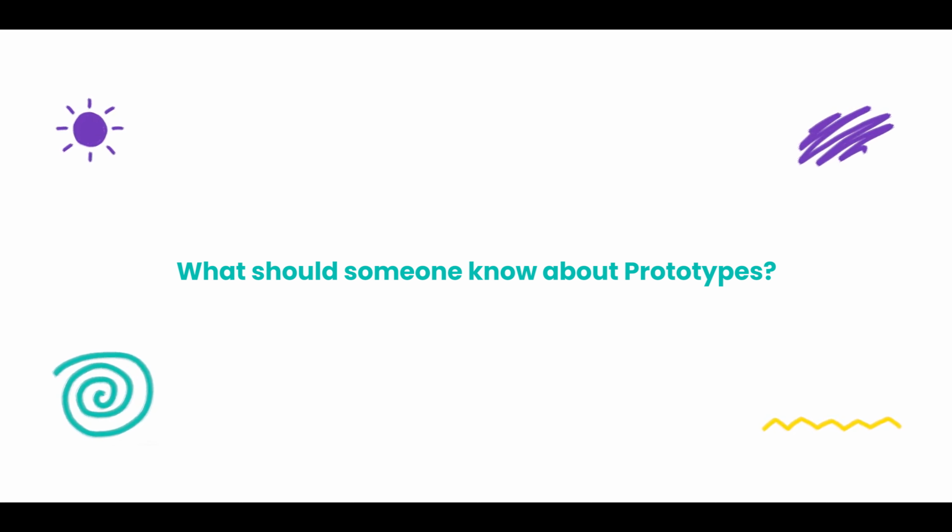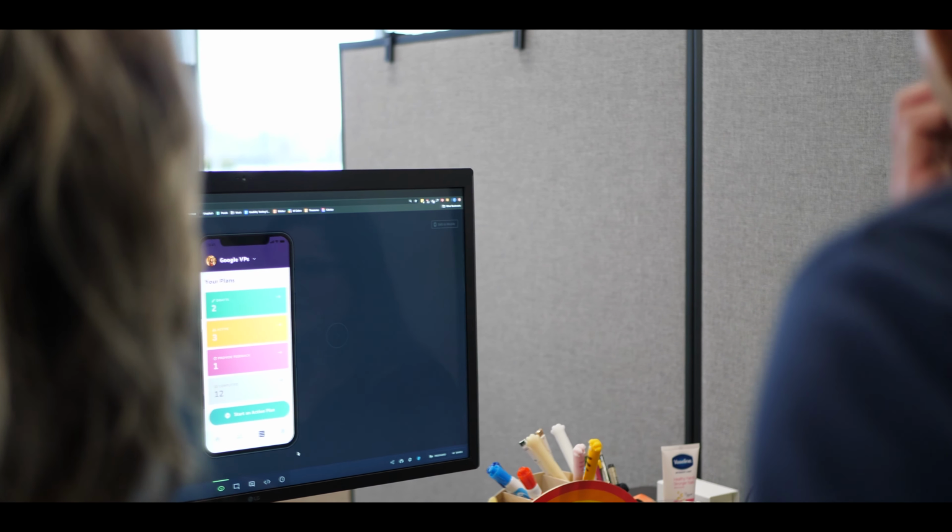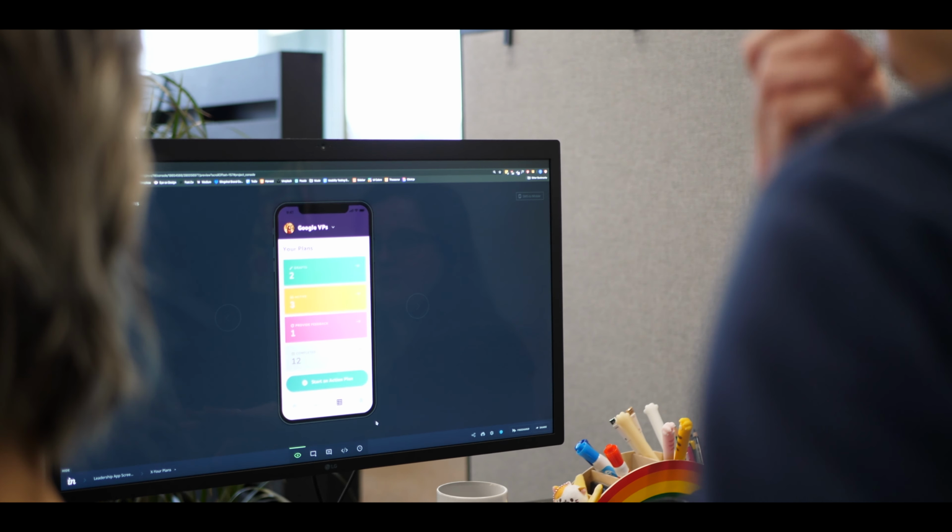I think the most important thing for people to know about prototypes is they are just that, they're prototypes. At the point that a user or client typically sees a prototype, coding hasn't started, or maybe it's just started, but what they're seeing is not the final product.